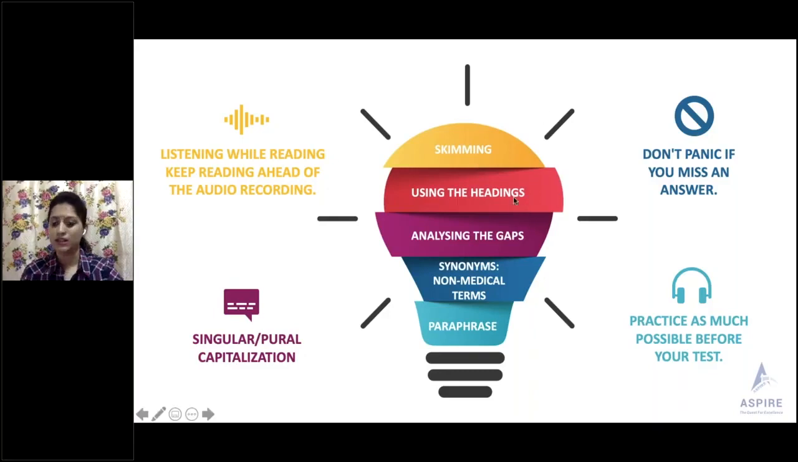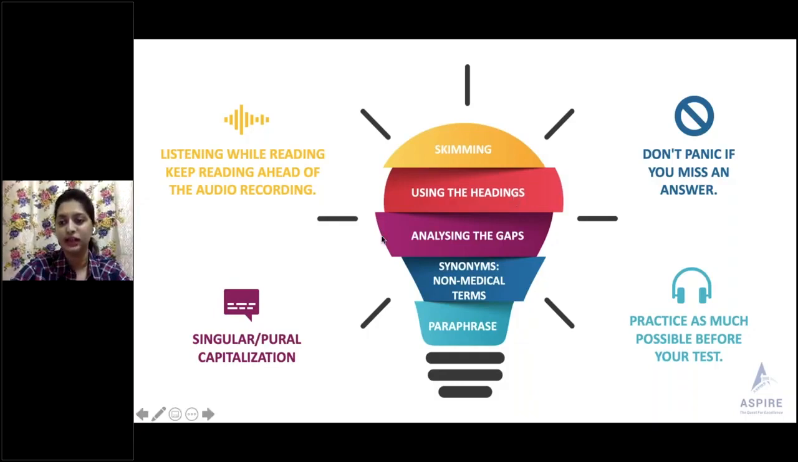Next is using the headings. The headings which divide the notes are extremely important when you are preparing for and completing the questions in the listening part A, especially because they can help you keep up with the flow of the talk as well as predict the direction the conversation might take.